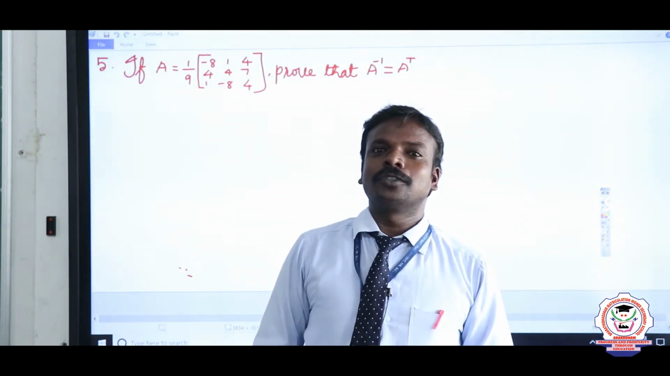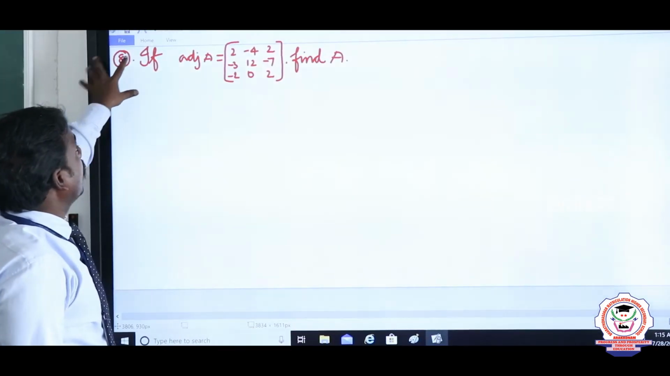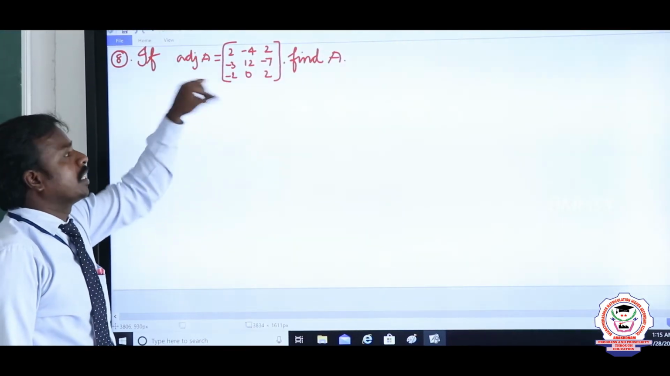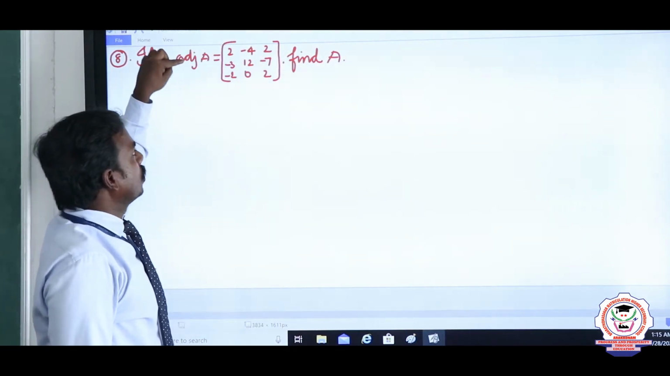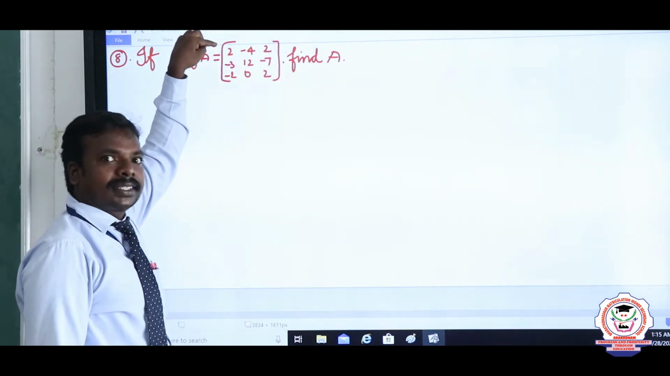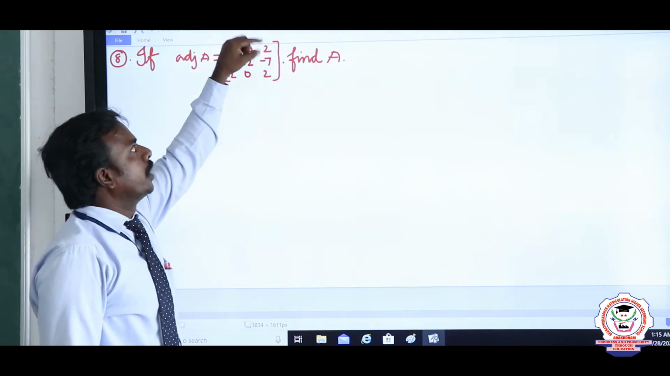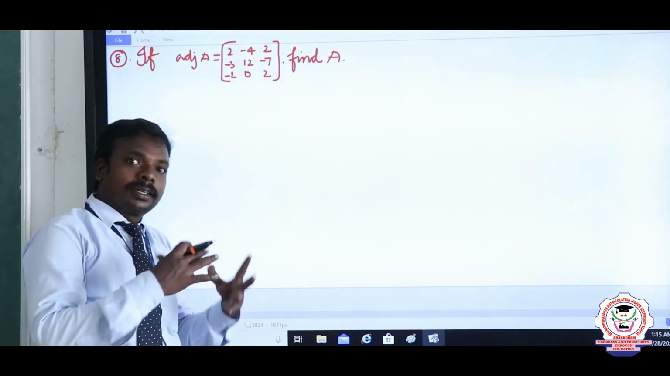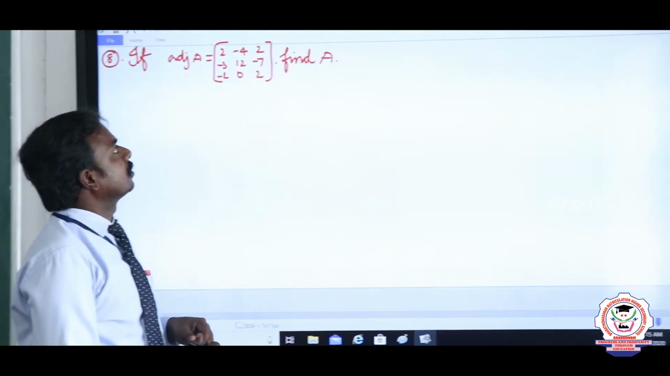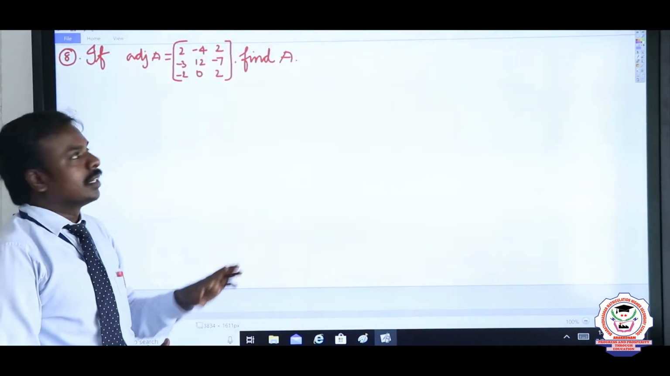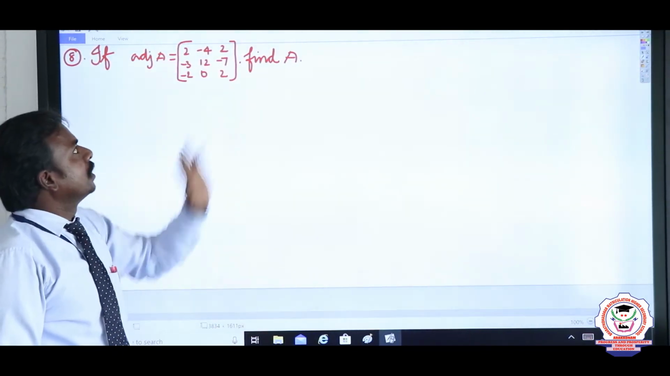Today I am going to continue 12th Mathematics, exercise number 1.1. Question number 8. If adjoint of A equals the given 3 by 3 matrix, first row 2, minus 4, 2, second row minus 3, 12, minus 7, third row minus 2, 0, 2, find A. In the previous sums, they were asking you to find adjoint of A. Here, adjoint of A is given, and they are asking you to find A.